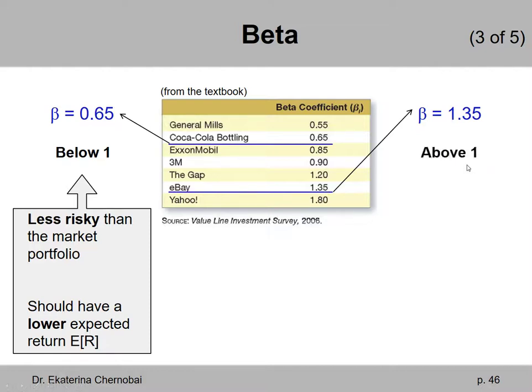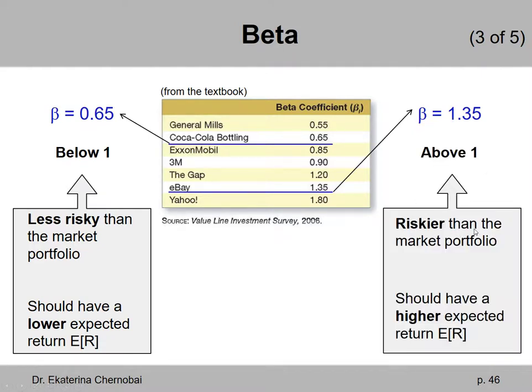That's above 1. So we will say exactly the opposite. It's riskier than the market portfolio, or you can rephrase and say it's riskier than an average company stock. And because of that, it should have a higher expected return. So to summarize, we are saying high risk, high return. And by risk, we mean the systematic risk or the market risk or the non-diversifiable risk, which is measured by beta.